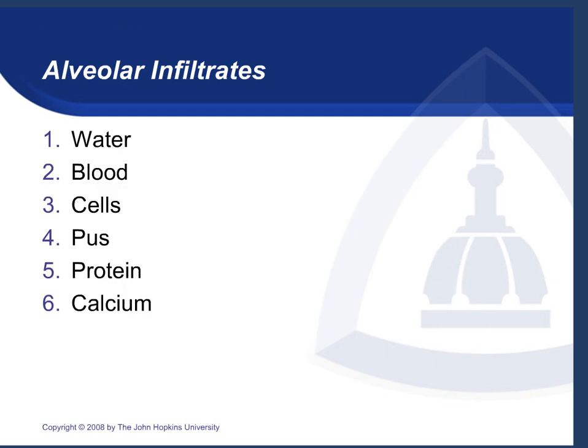But there are only 6 categories of processes that can cause airspace disease. And I think if you remember these 6 things, you probably won't be wrong in making your diagnosis looking at an airspace or alveolar filling process. These alveolar infiltrates can be caused by alveolar air sacs filled with water, with blood, with cells, with pus, with protein, or with calcium.